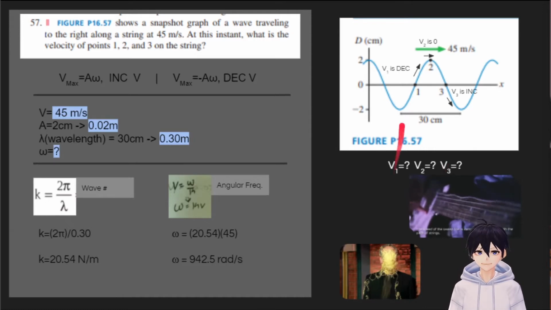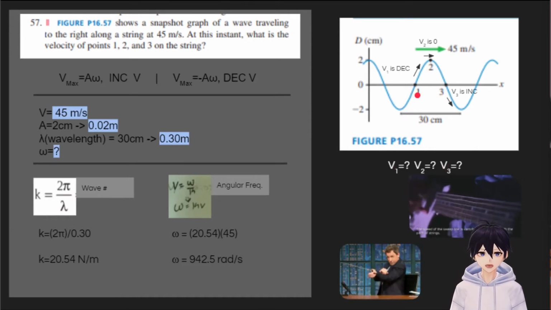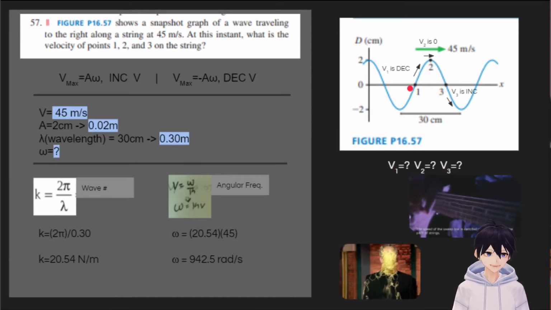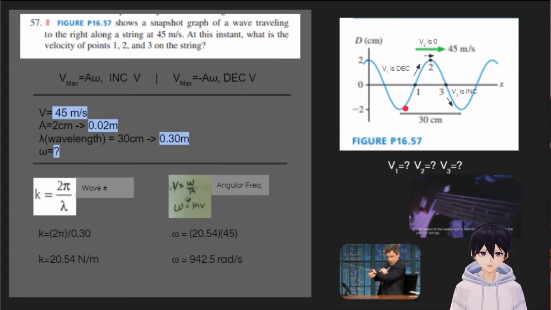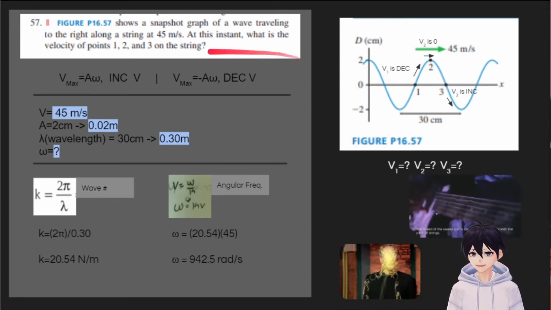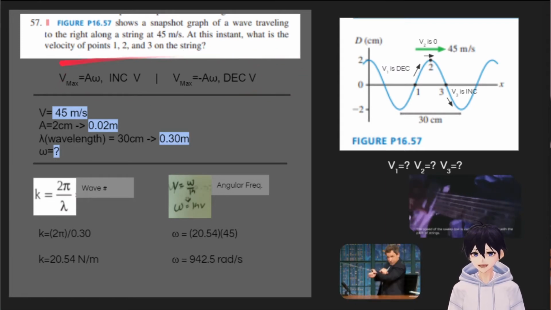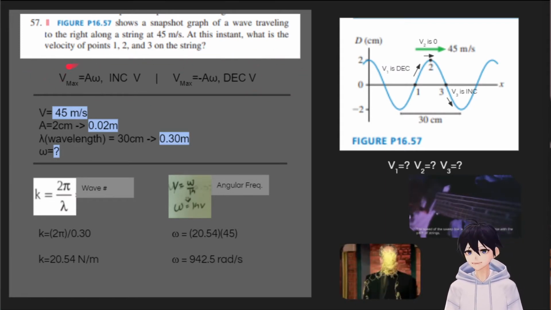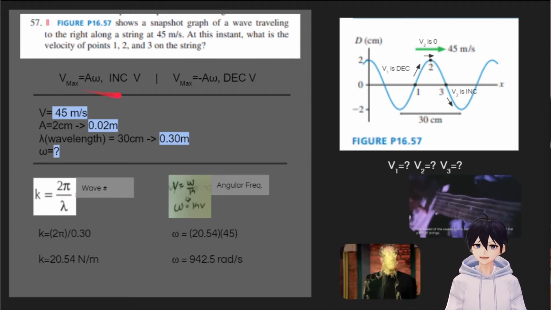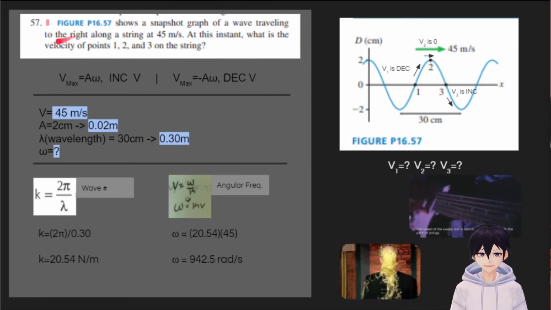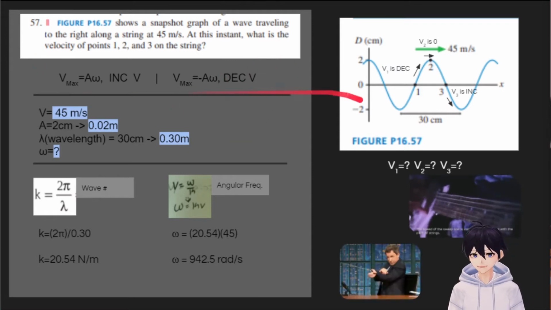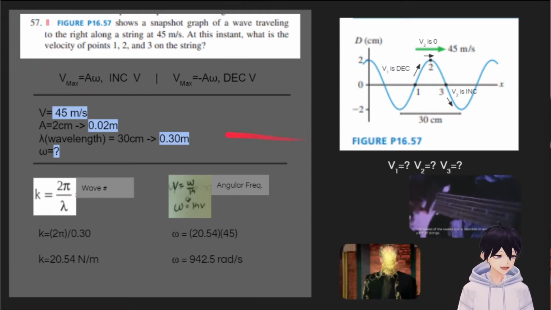Since points 1 and 3 are both at the mean, which just means they are in the middle between the amplitudes, which are 2 and -2, we can use the Vmax equation right here that I got from the internet. As for the increasing and decreasing, I will show you why we use each one in the next step. But for now, let's go to the variables that we have.